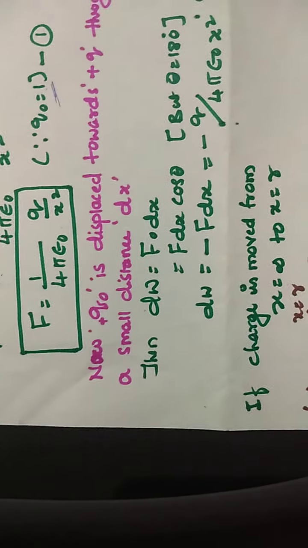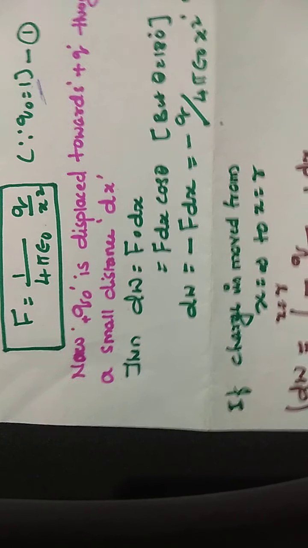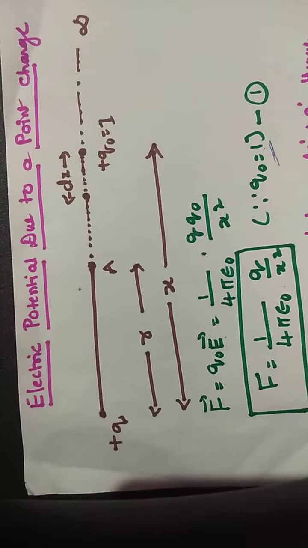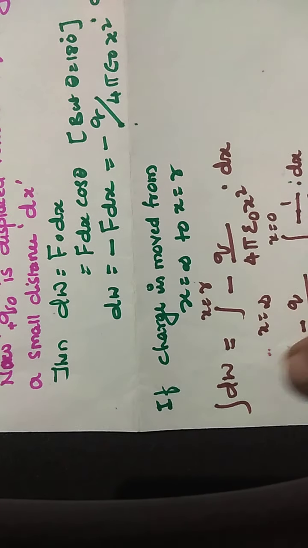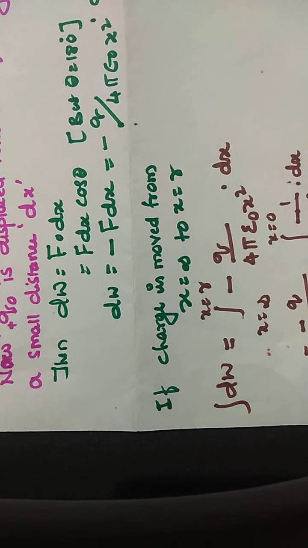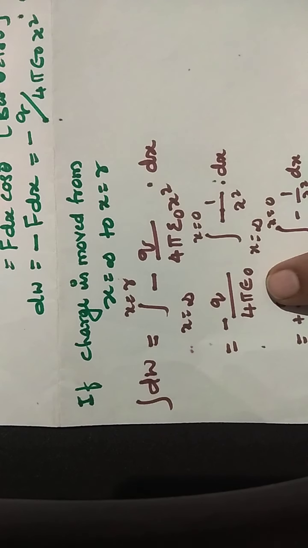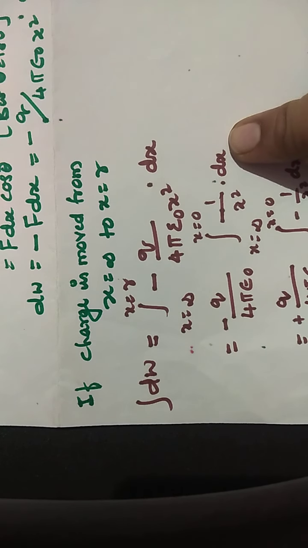Now let us assume that the charge is moved from x equal to infinity to x equal to r. So we need to integrate this equation, that is dW, between the limits x equal to infinity to x equal to r. If you take out the constant terms outside the integral sign, what will remain inside is 1 by x square into dx.